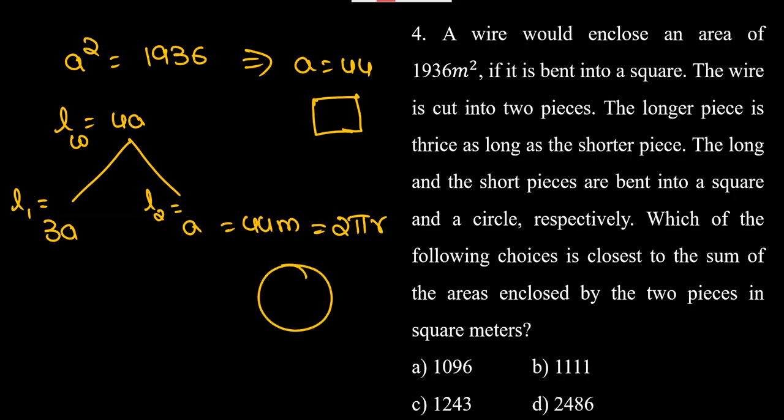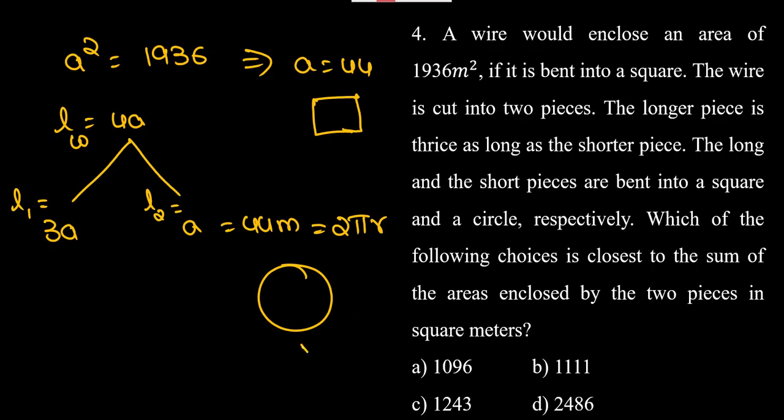Because that line length should form that circle. The circumference of the circle is 2 pi r. From that we can calculate r. You put 44 equal to 2 pi r, so 44 equals 2 into 22 divided by 7 into r. This cancels, and r is equal to 7. So the radius of the circle is 7.